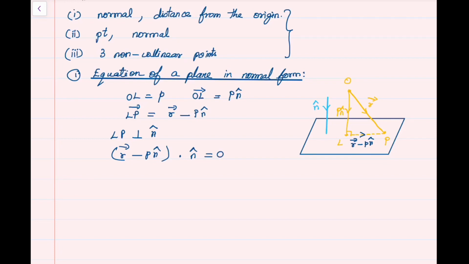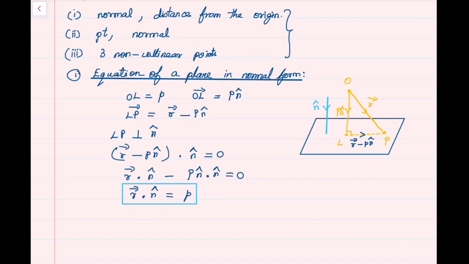Dot product is distributive over subtraction. Therefore, vector r dot n cap minus p n cap dot n cap is equal to 0. Vector r dot n cap is equal to p, since n cap dot n cap is 1, where p is the distance of the plane from the origin. This is the vector equation of a plane in normal form.